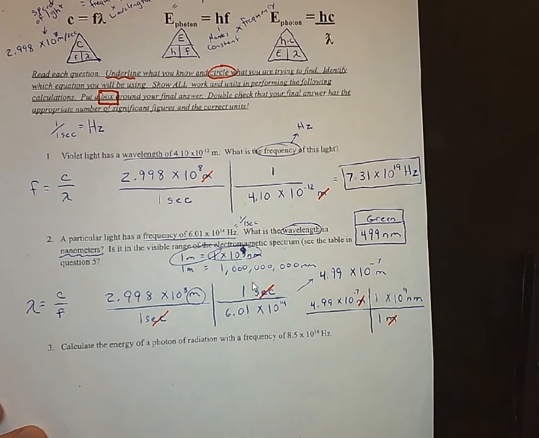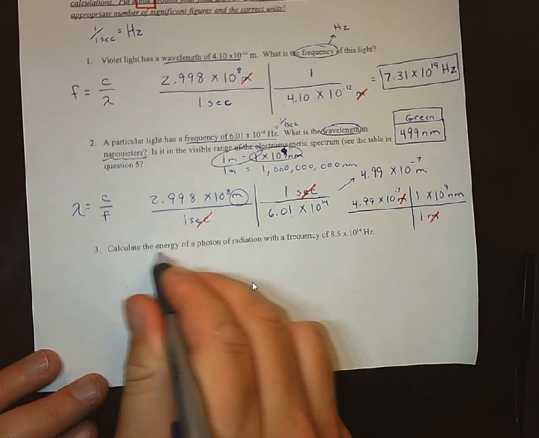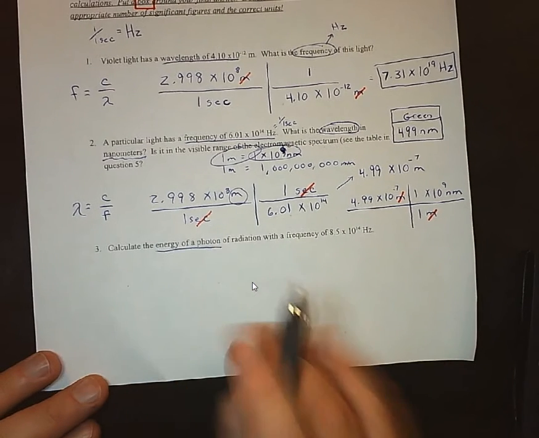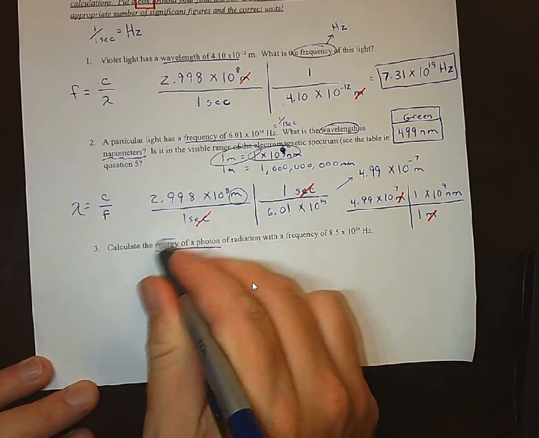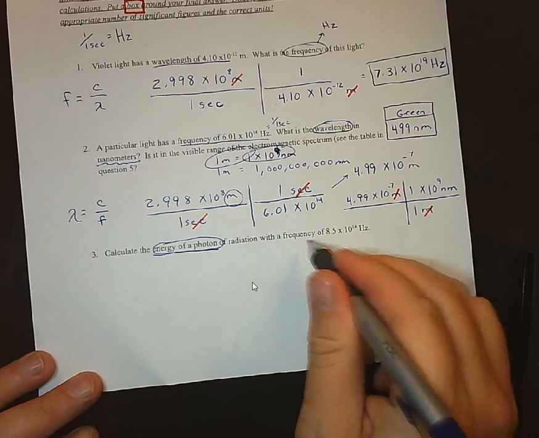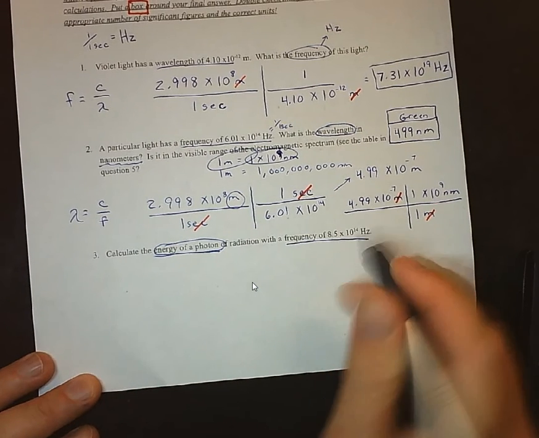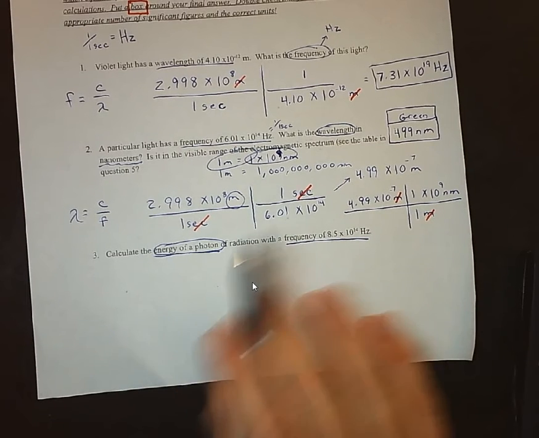Okay, let's do another one. Calculate the energy of a photon of radiation with a frequency of 8.5 times 10 to the 14th. Okay, so I'm looking for, circle, the energy of a photon. Frequency is 8.5 times 10 to the 14th. So we have frequency and we're looking for energy.